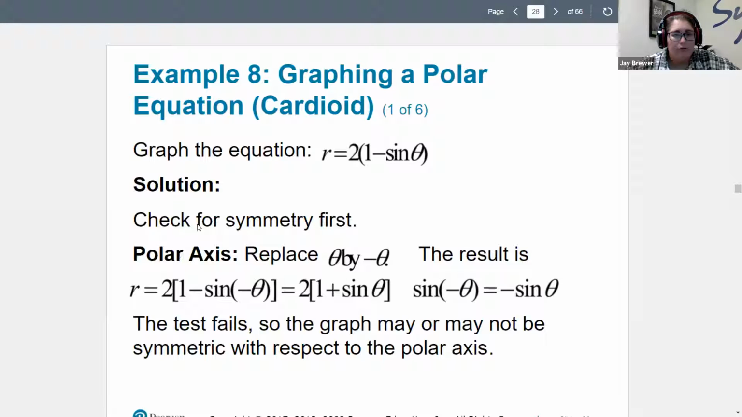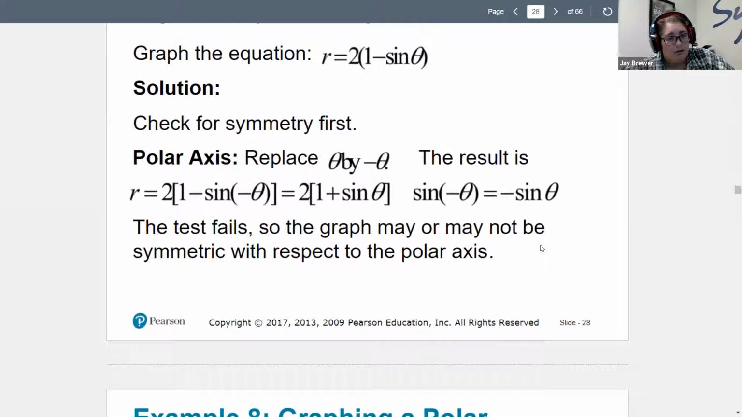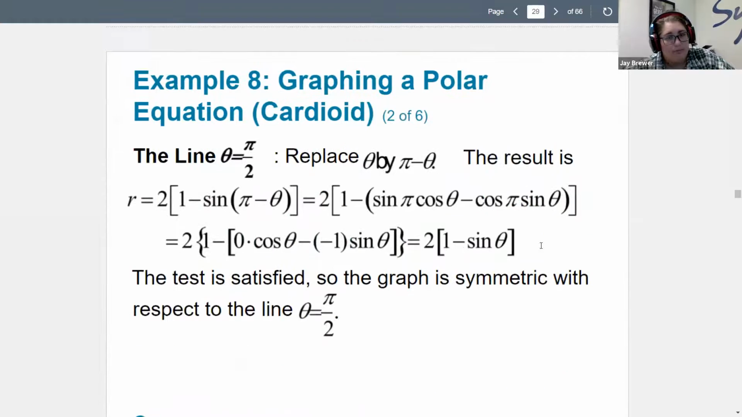So to check for symmetry of the polar axis, we want to plug in negative theta and see if we get the same result out. We don't, so then the test fails, but the graph could still be symmetric or not. It just depends on, I guess, the graph itself.